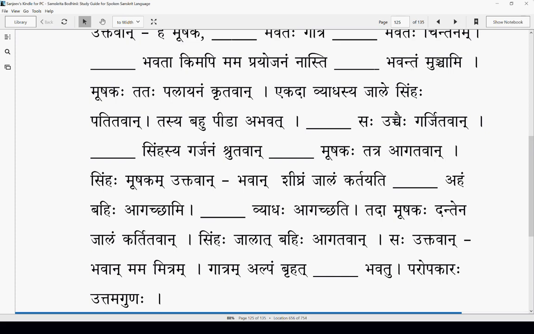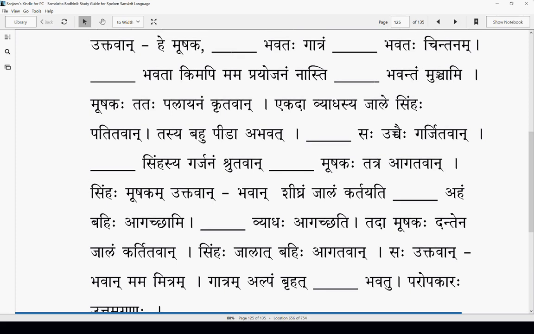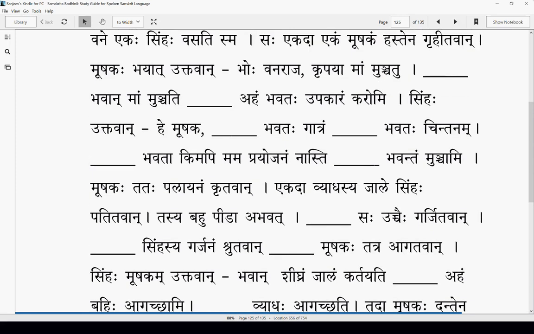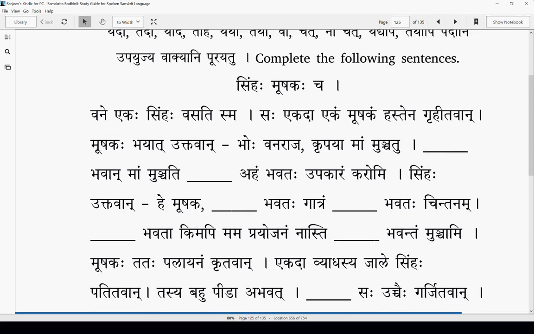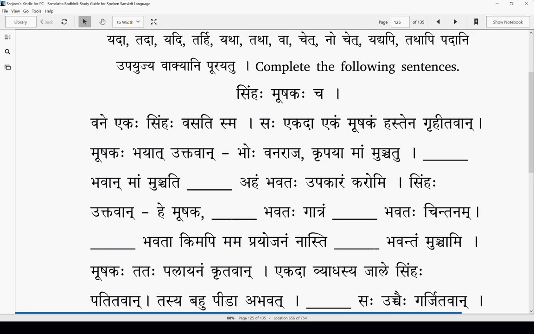So Tasya Bahu Pida Abhavat. He experienced a lot of pain. Lot of pain happened to him, then saha, dash dash saha uchai garjitavan. So what do you want to put there? Uchai, he roared. He made a loud sound. Then what will you put? Tarhi saha uchai garjitavan.